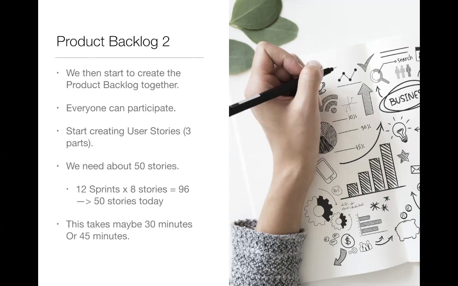Okay, how did I get to 50 stories? 12 sprints times 8 stories, which is what I think we're going to need later eventually when we actually do the sprints. So 12 times 8 is 96. I basically take half of that, which is roughly 50 stories, and say, let's build 50 stories today. So all the stories, from my point of view, are, on average, at least small epics. In any case, we can build 50 stories.